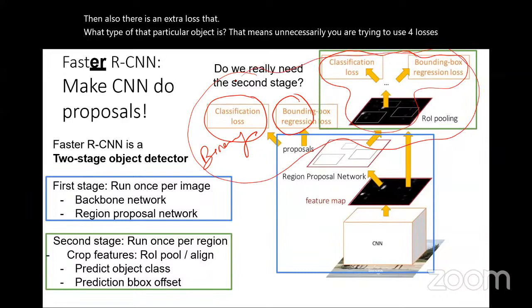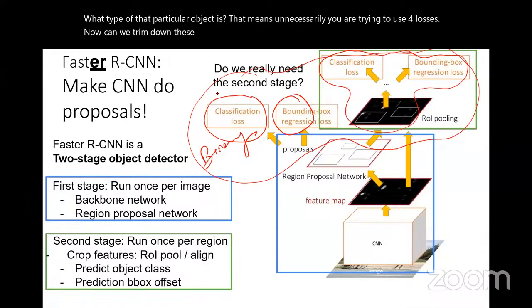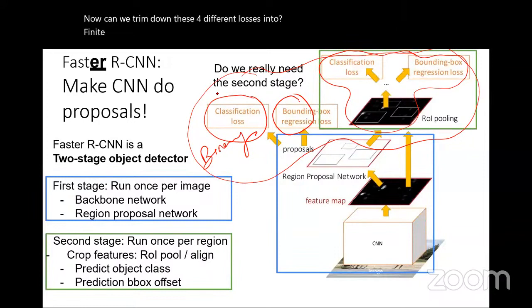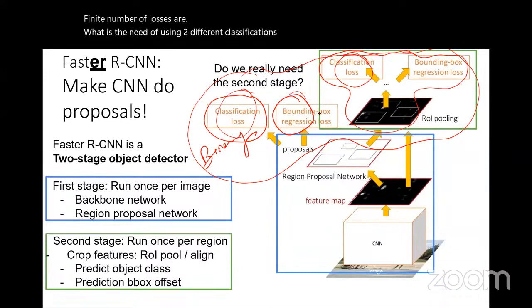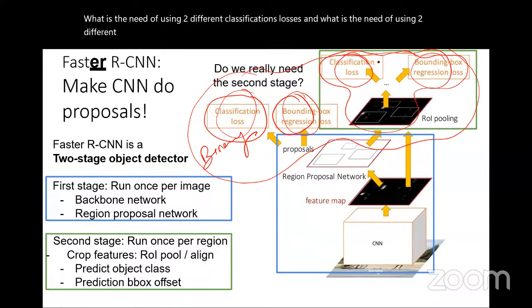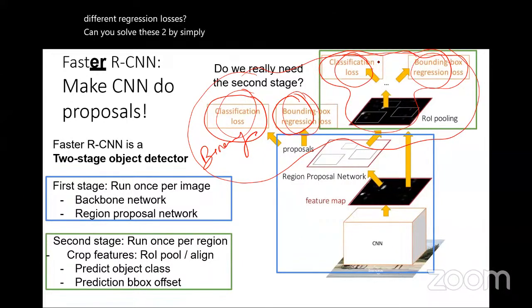Now, can we trim down these 4 different losses into a finite number of losses? What is the need of using 2 different classification losses, and what is the need of using 2 different regression losses? Can we solve these by simply using only 2 losses rather than 4?